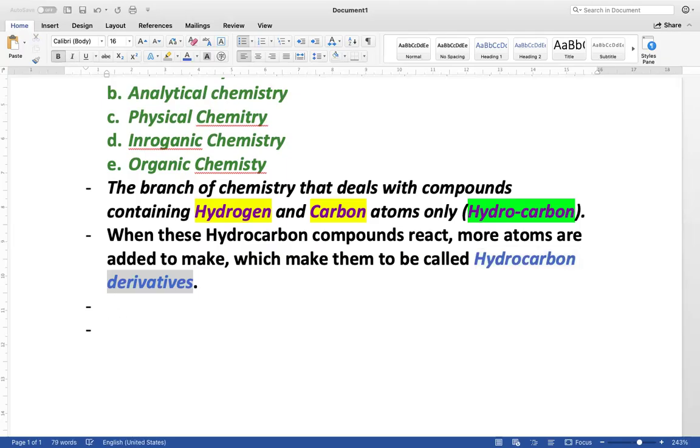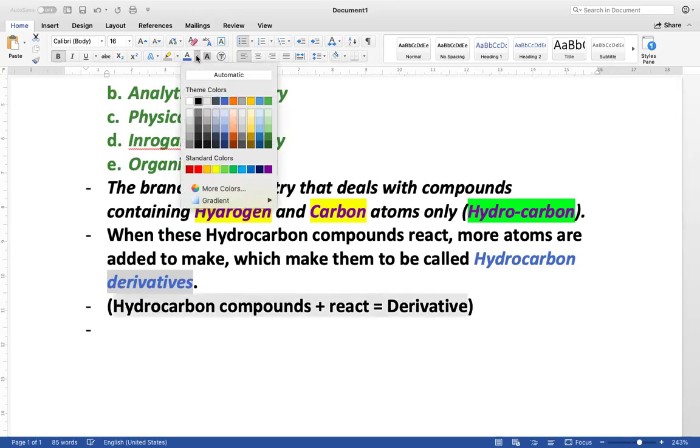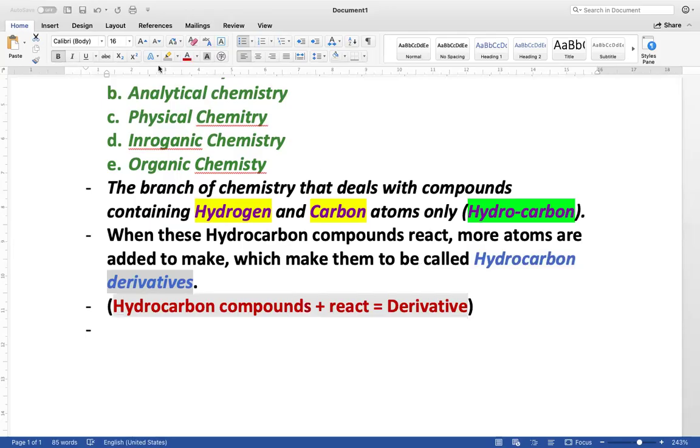So in simple terms, what I'm saying is when hydrocarbon compounds react, what is formed is a derivative. I want you to understand this: these derivatives, we are not getting them from anywhere far. They are just products of hydrocarbons. So when hydrocarbon compounds react, what we form from them are derivatives.